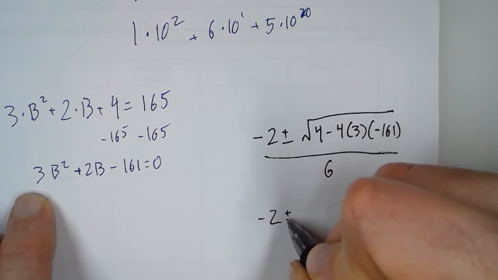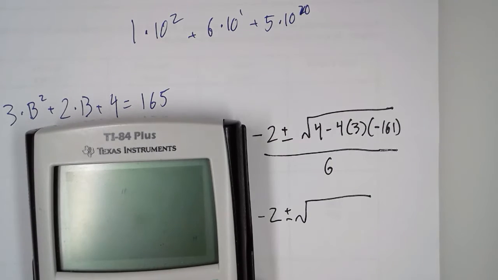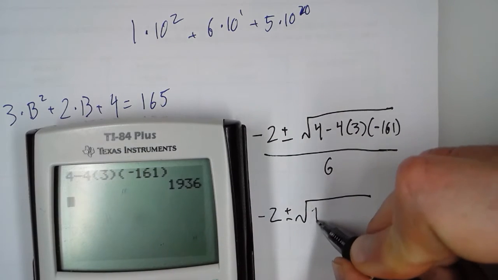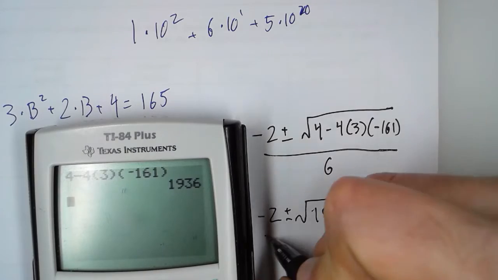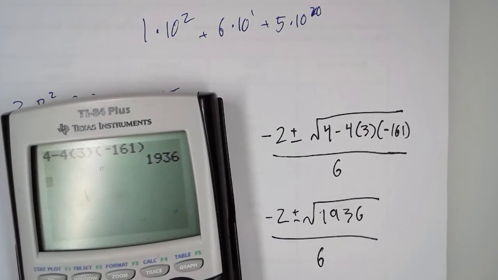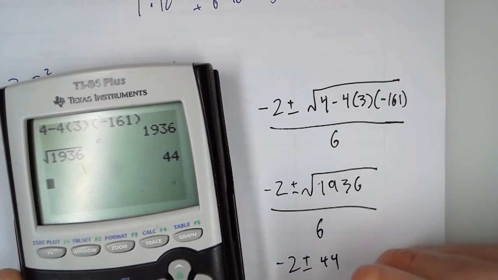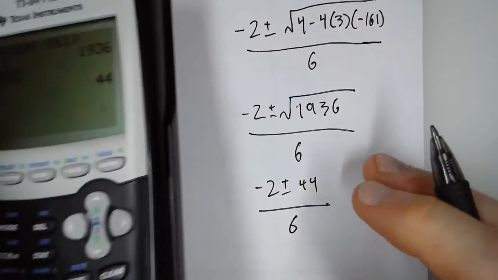So negative 2 plus or minus the square root of, so on our calculator, 4 minus 4 times 3 times negative 161 is 1936, all over 6. So the square root of that gives us 44. So negative 2 plus or minus 44 all over 6.